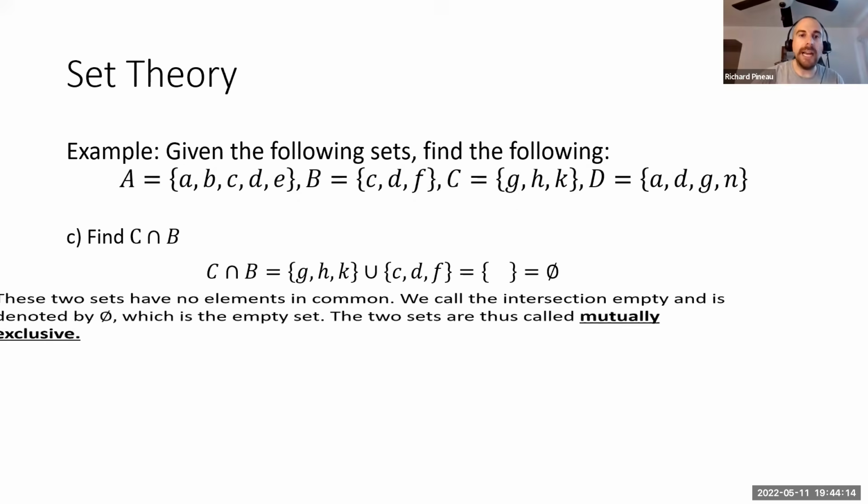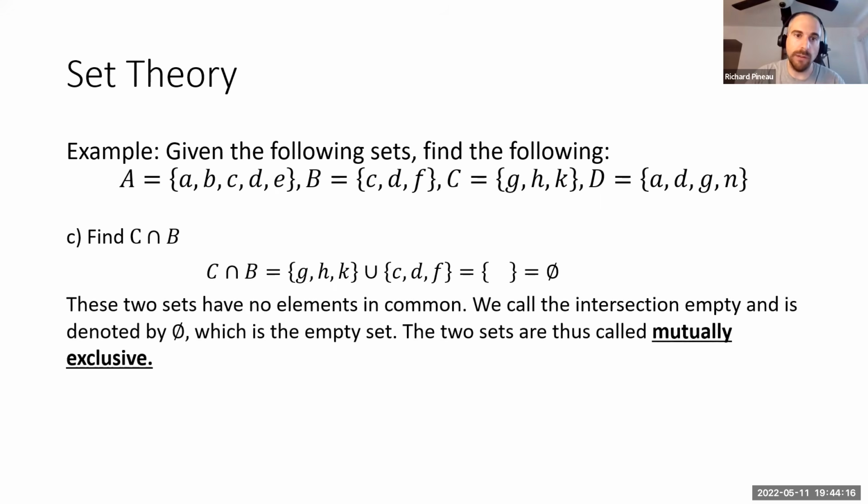Now, this is a phenomenon that sometimes happens in which we call the intersection empty. What we say is that the two sets are mutually exclusive. In other words, they don't have anything in common. They have nothing to share, nothing between them. So they are in fact mutually exclusive. You may see that if the intersection is the empty set, nothing in common, we call them mutually exclusive.